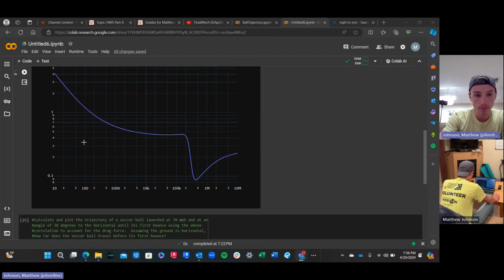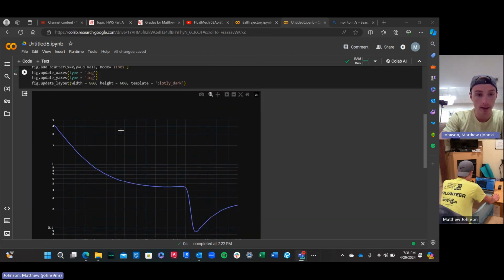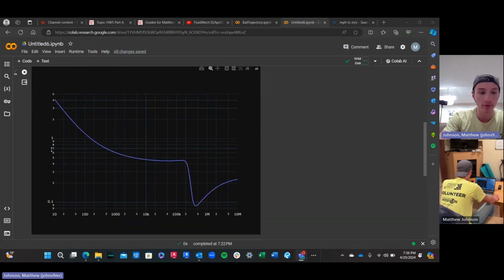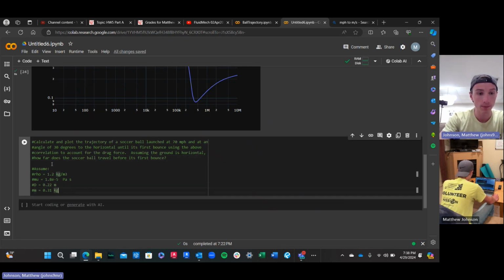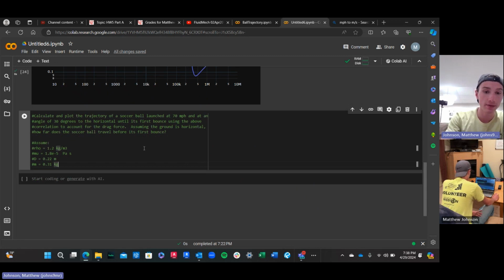We're gonna keep working. So we just calculated, or rather displayed, our diagram for drag coefficient versus Reynolds number, and now what we're going to do is put some numbers to this and use it in the actual problem. So here's the problem we get. It says calculate and plot the trajectory of a soccer ball launched at 70 miles per hour at an angle of 30 degrees to the horizontal until its first bounce, using the above correlation to account for the drag force. Assuming the ground is horizontal, how far does the soccer ball travel before its first bounce?